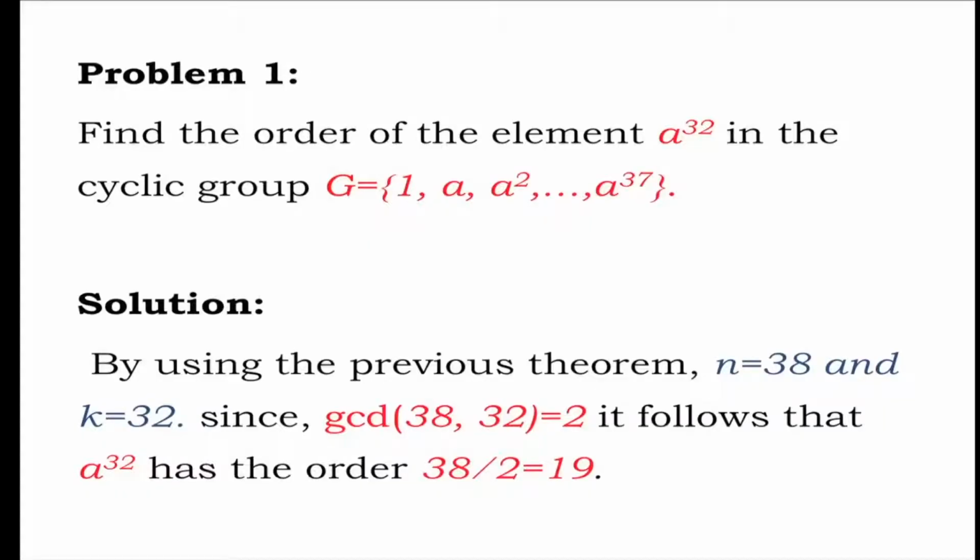Now let us solve some problems by using the previous theorems. Problem number 1. Find the order of the element a power 32 in the cyclic group G equal to {e, a, a squared, and so on up to a power 37}. So clearly the order is 38, n is equal to 38 and k is equal to 32. By the previous theorem, we have to find the GCD of 38 and 32. This is equal to 2 and therefore a power 32 has order n divided by GCD of n comma k, which is 38 divided by 2, which is equal to 19.